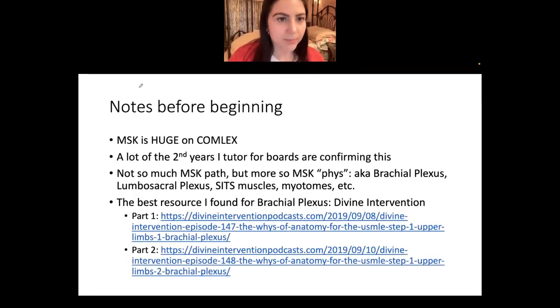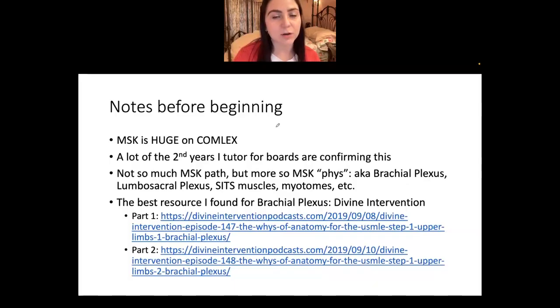Okay, and a quick note before beginning. MSK is huge on Comlex. STEP, not so much. They do ask MSK on STEP, but it was like night and day, honestly. They ask so much MSK on Comlex, so it's good to start it as early as possible. And like I said, brachial plexus is one of those things that you are guaranteed to get at least a few questions on, so you might as well know it.